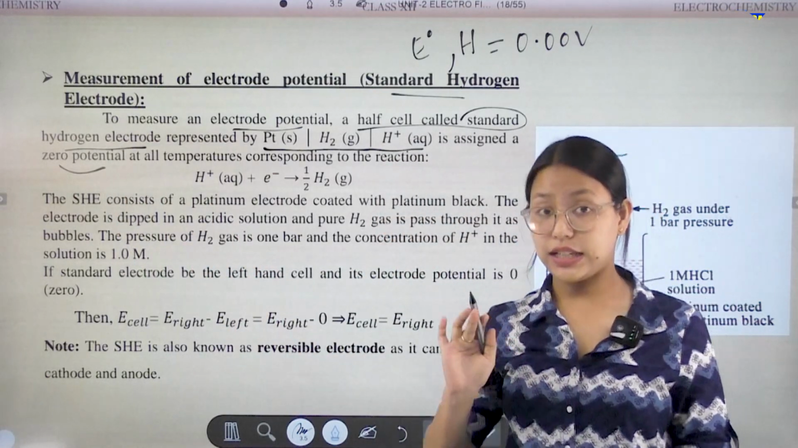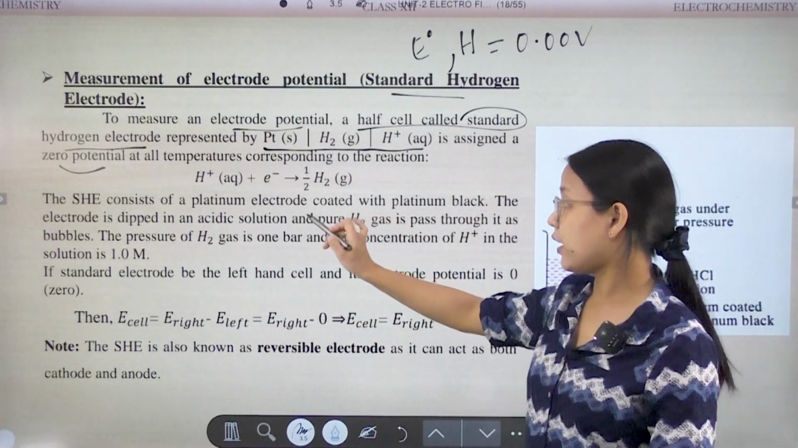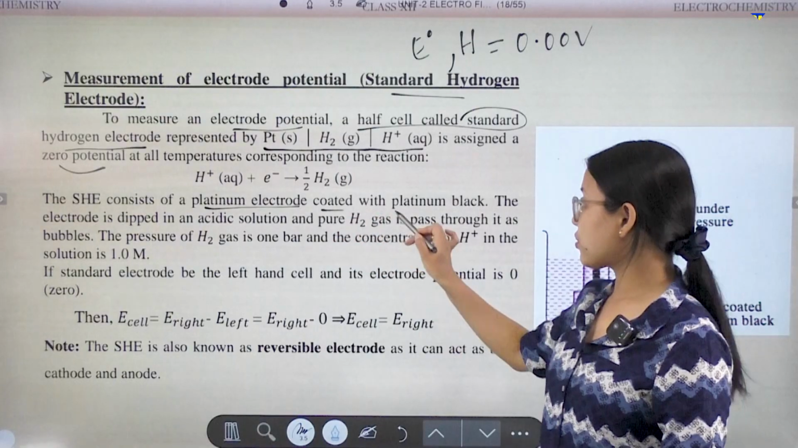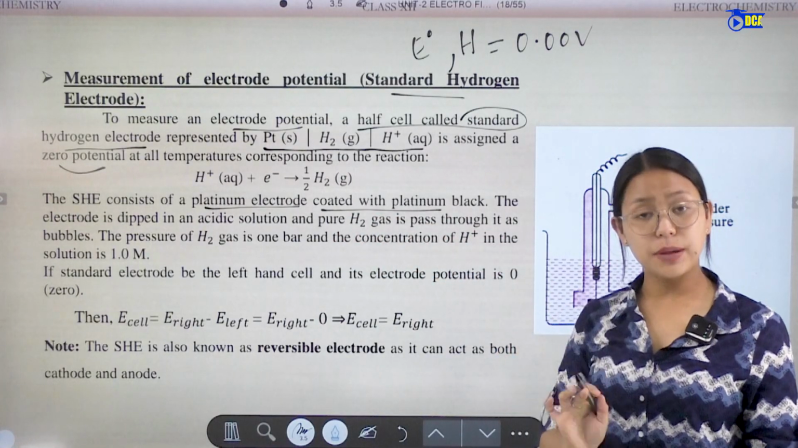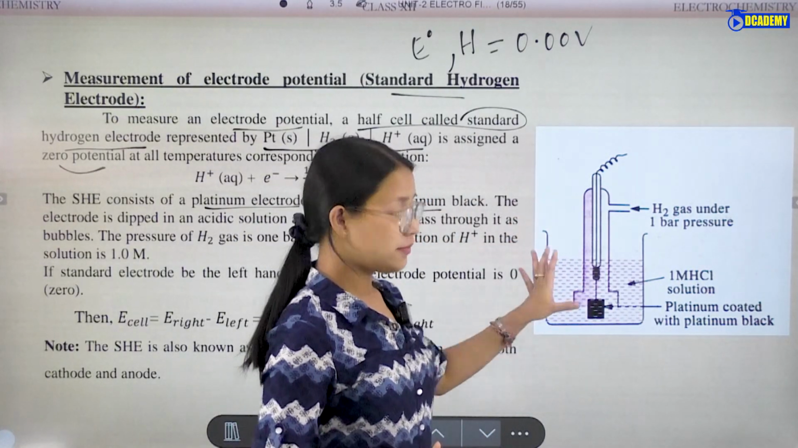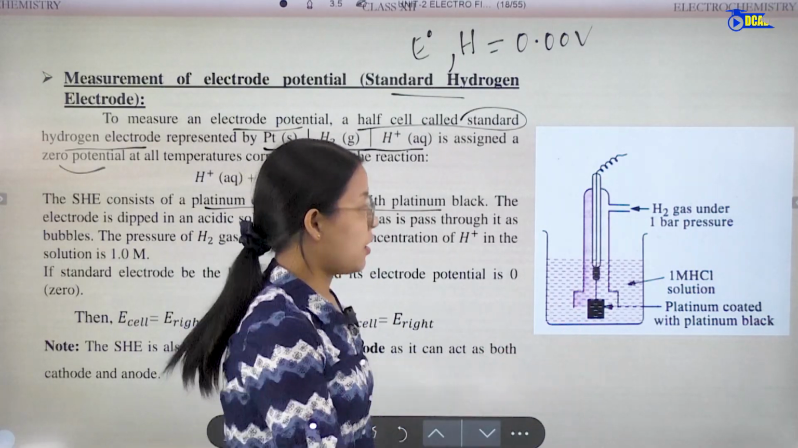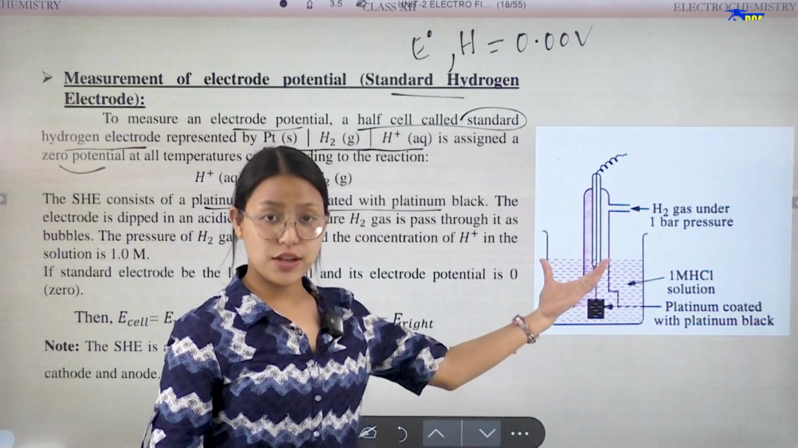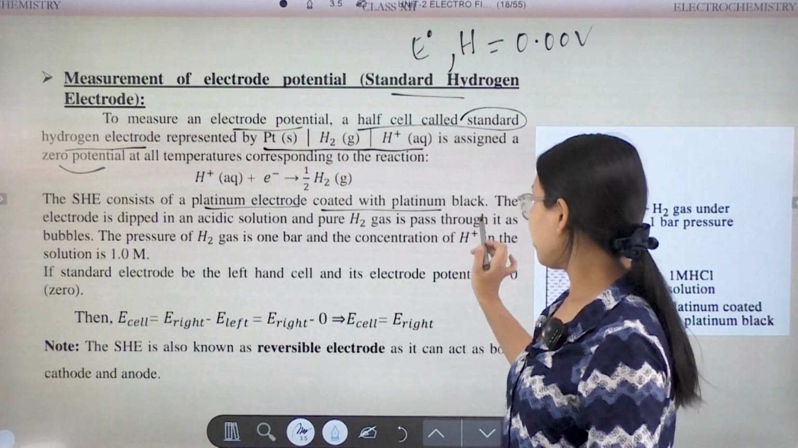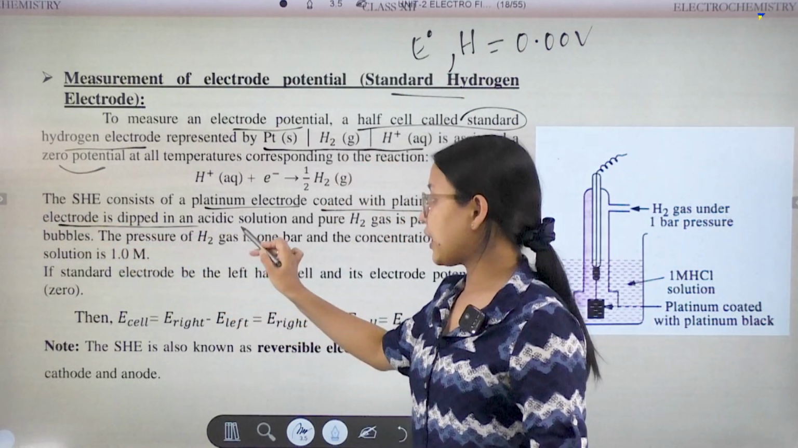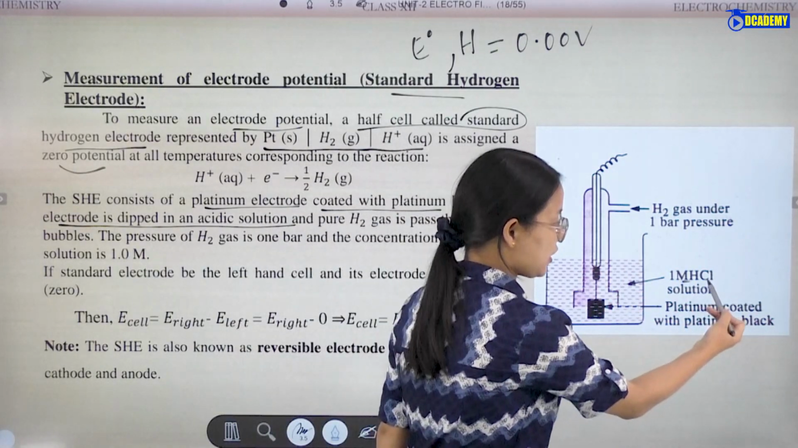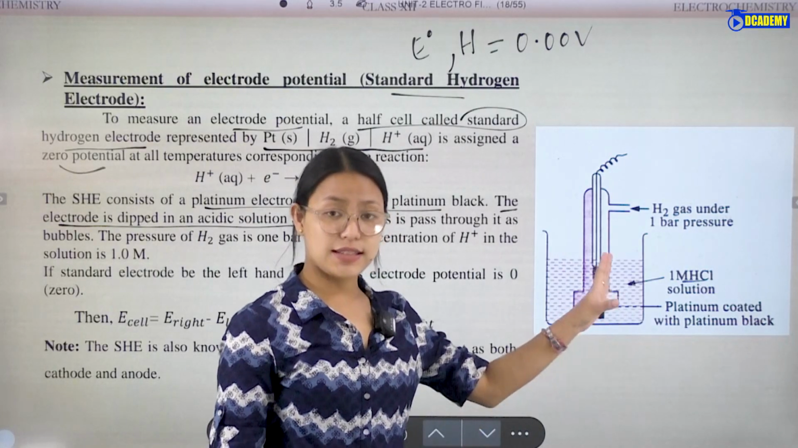Here it consists of a platinum electrode, which is coated with platinum black. In this figure you can see the standard hydrogen electrode, with hydrogen gas. The platinum black is coated, and the electrode is dipped in an acidic solution. Here you can see the HCl solution, so it is the acidic solution.